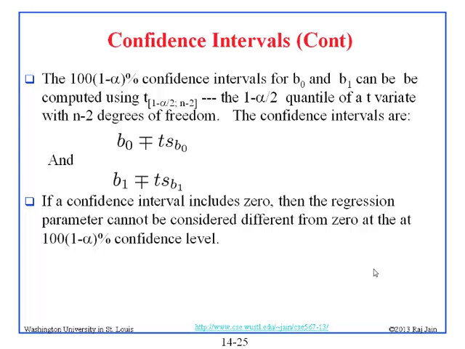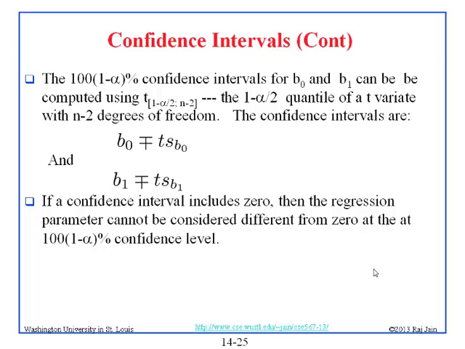Now we need to know the degrees of freedom. The degrees of freedom of both B0 and B1 are basically equal to the errors, so they have n minus 2 degrees of freedom. And now you can use the confidence interval by doing B0 minus plus t times SB0 and B1 minus plus t times SB1. If the confidence interval includes 0, then that parameter cannot be considered different from 0.